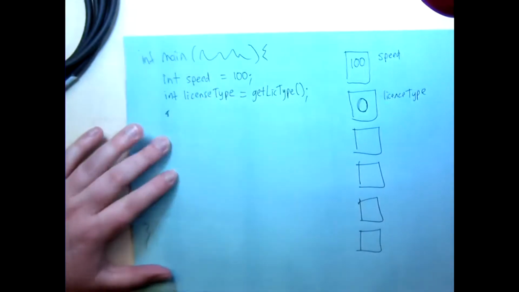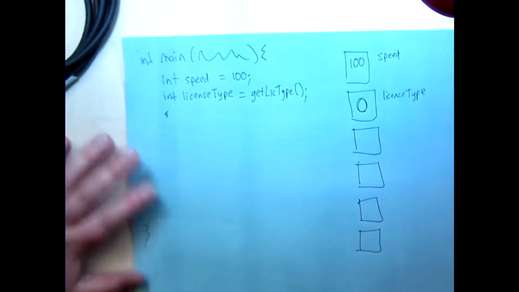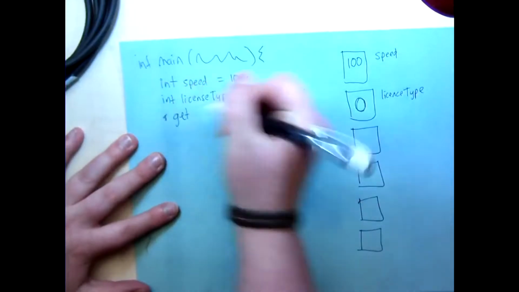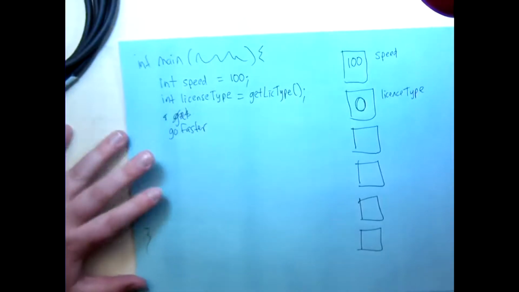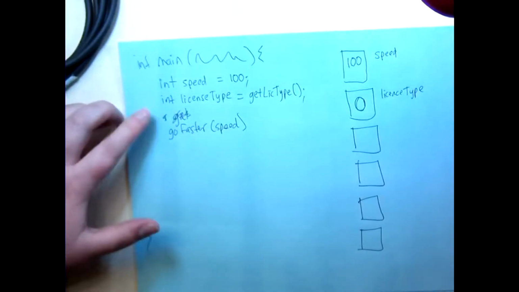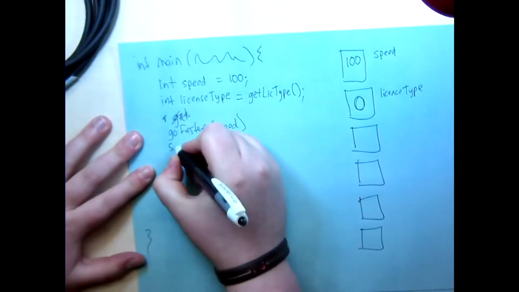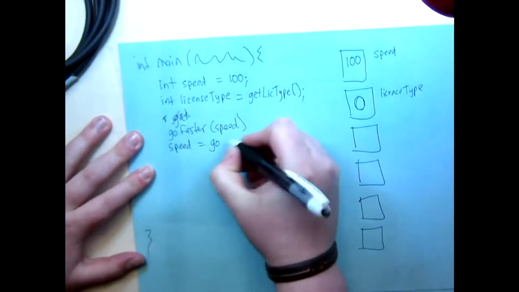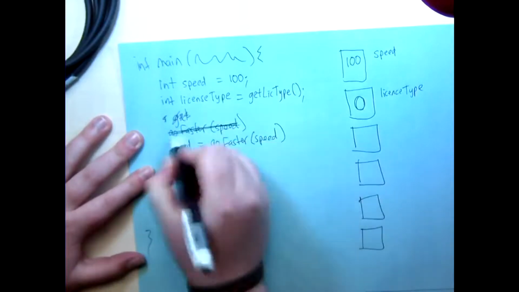Maybe I'll make a function called go faster, which makes your speed be faster, because just in case you weren't speeding enough as it is. So I'm going to say, sorry, not get. Got a function called go faster, and I'll give it the current speed, but I need to actually do something with the speed if I want it to be going faster. So I'm going to take my current speed, give it to this function called go faster, and then it'll give me back the faster speed. So in this case, I'm going to write speed equals go faster speed. So ignore that line.